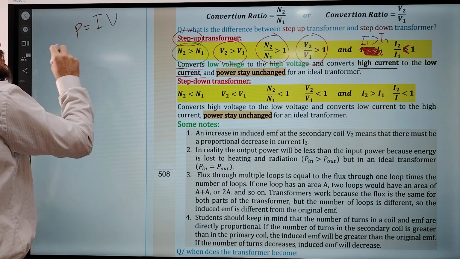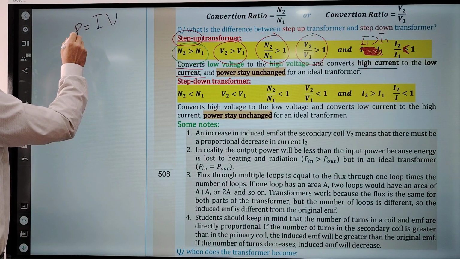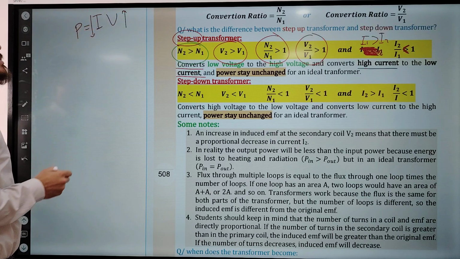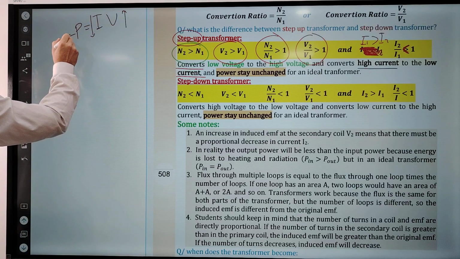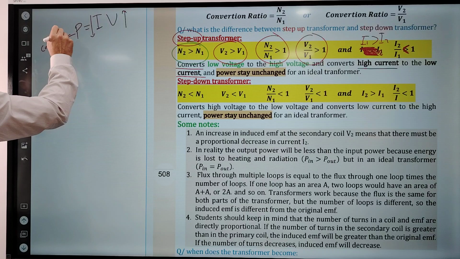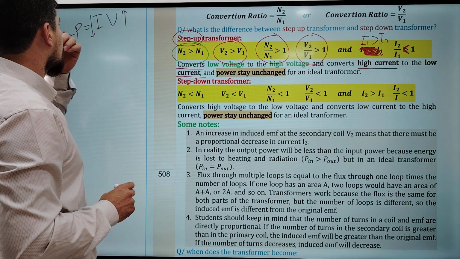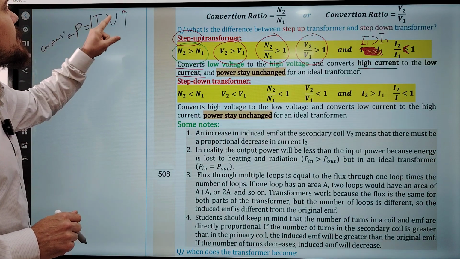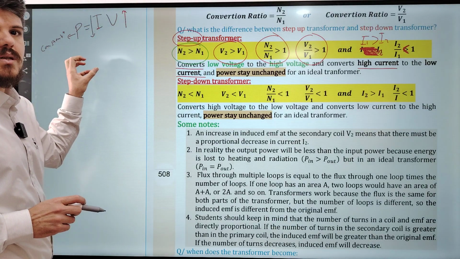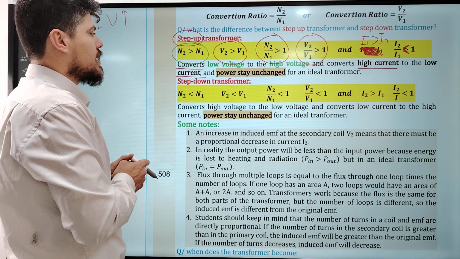Okay, there is an inverse relationship between the potential difference and the current. In the case when the potential difference increases, or step up, the current should decrease. Why? To keep the power unchanged. In a typical transformer the power remains constant, so in a step-up transformer the potential difference rises but the current decreases. That is why there is an inverse change between potential difference and current.